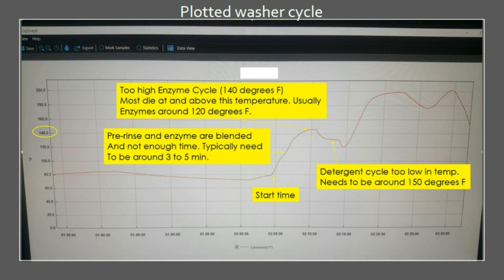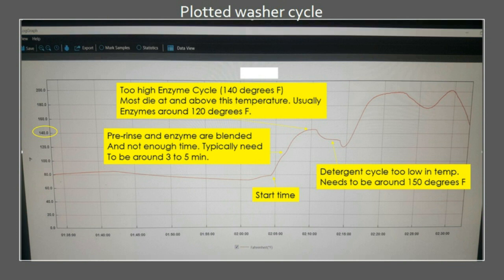So there's actually more to the cycle than this. This is what about half of a washer cycle looks like when you put a data logger in there that's holding on to time and temp as it goes through. So you can see pre-rinse and enzyme are blended, and there isn't enough time. That typically needs to be around 3 to 5 minutes, and it doesn't quite have that amount of time. It's a little bit short.